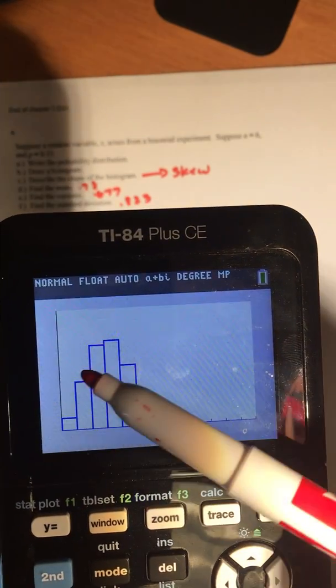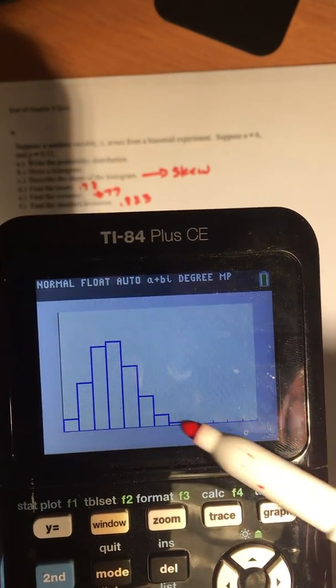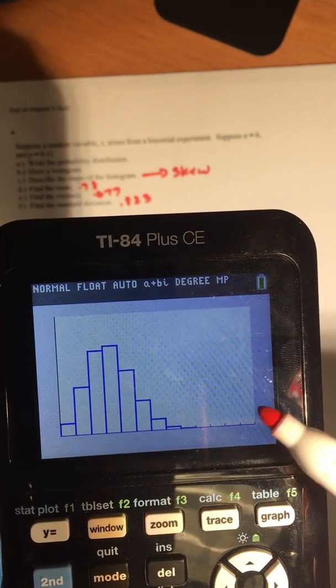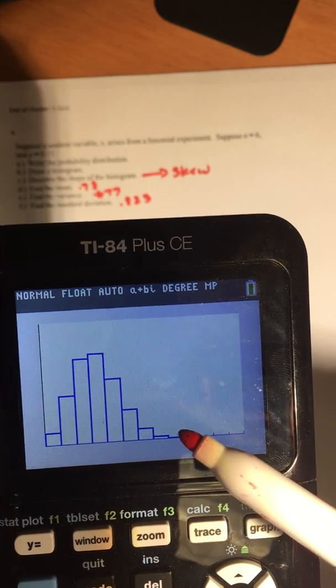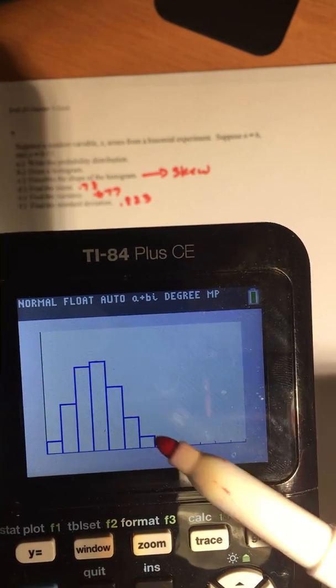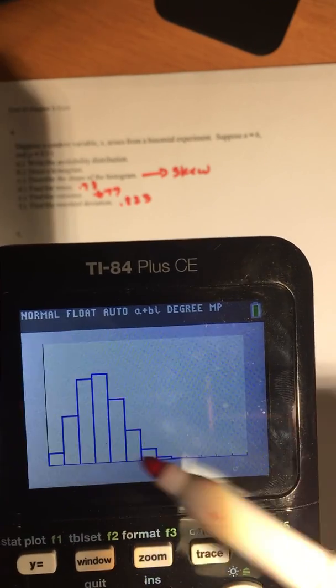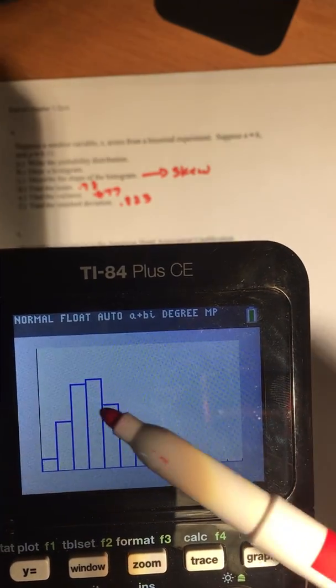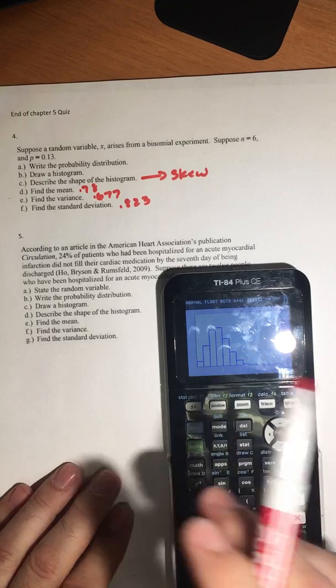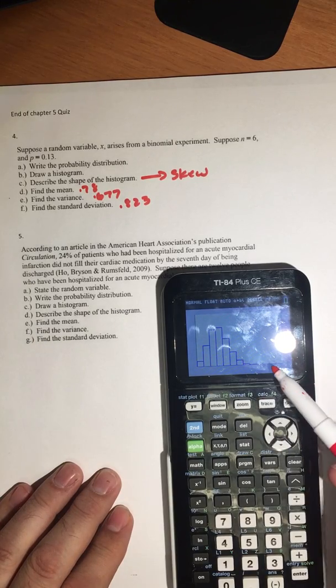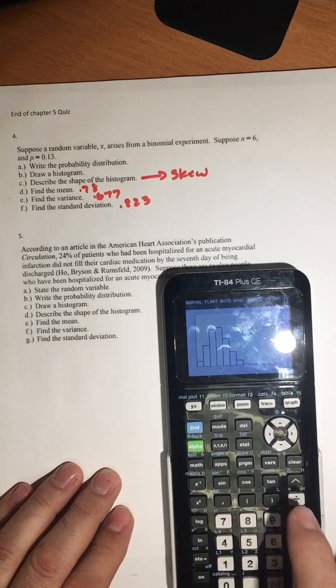It looks much more mound-shaped, but it still has this long tail out and onto the right. So remember, as the number of trials times the probability gets larger, if n times p and n times q are both bigger than 10, then this distribution will become much more normally distributed. So, shape of the histogram: it's mound-shaped, but right-skewed.